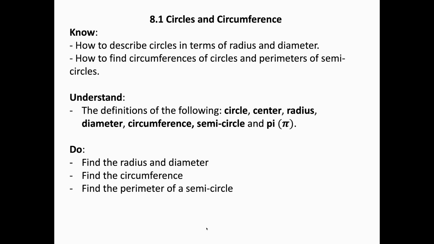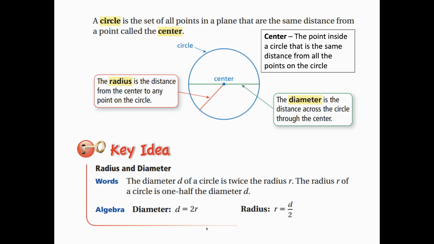I want you to be able to describe circles in terms of radius and diameter. And you need to know how to find circumferences of circles and perimeters of semicircles. Okay, and there are some definitions that we're going to cover here, and then you can see the things that you need to be able to do and be successful at. So let's look at these definitions.